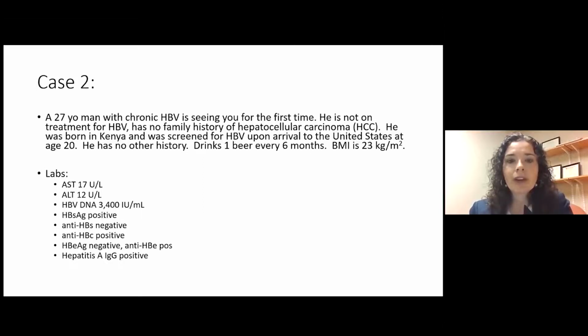He drinks 1 beer every 6 months, and his BMI is normal range at 23. The labs are listed below, highlighting an ALT of 12, a DNA of 3,400. He's surface antigen positive, again, not surprising because he's chronic hepatitis B, and he is also E antigen negative.